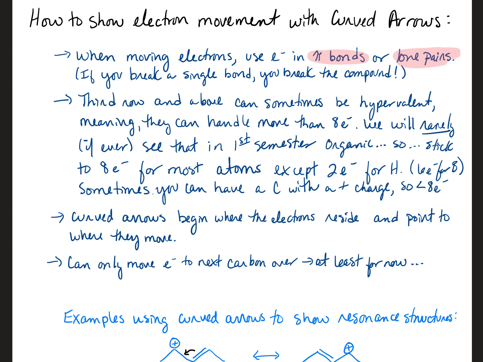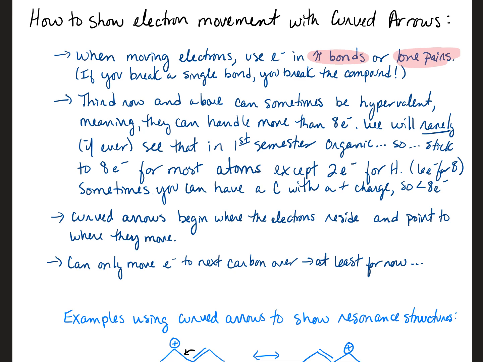If you break a single bond, you break the compound. We can't do that. Third row and above can sometimes be what's known as hypervalent. What that means is that it can have more than 8 electrons, but we're rarely going to see that, especially not in this first semester of organic chemistry. So let's stick to the 8 electrons.